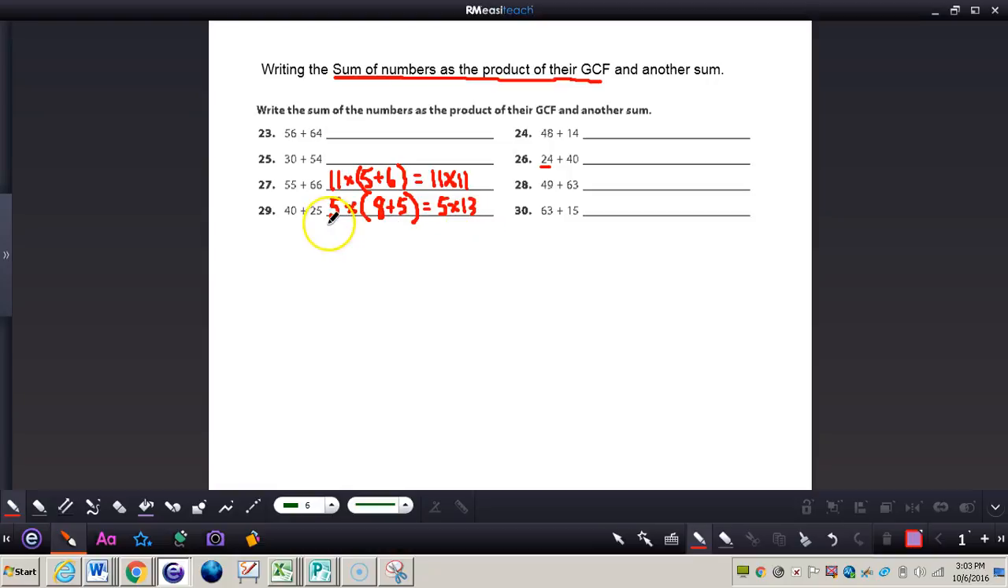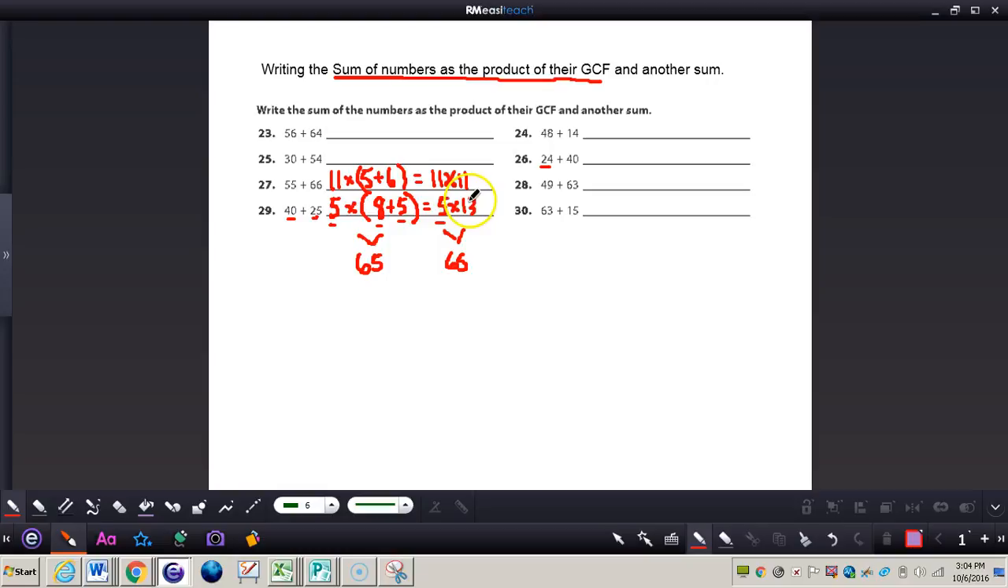Where am I getting my 5 from that I'm multiplying? 5 is the GCF of 40 and 25. Where am I getting my 8 from? 5 times 8 is 40. Where am I getting my 5 from within my parentheses? 5 times 5 is 25. And then I also know that 5 times 8 plus 5 is 65. And also 5 times 13 is 65 as well.